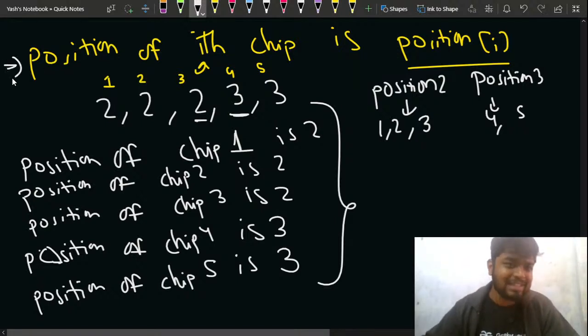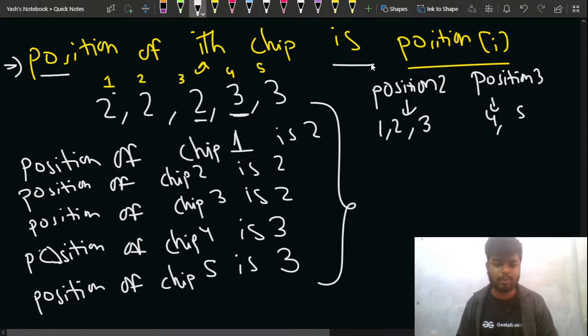For the ith chip, assuming a 1 based indexing or even a 0 based indexing, if you are taking 0 based indexing, even that is not a problem. So the position of the ith chip is given as position I in the array, right? Is this part clear to everyone?